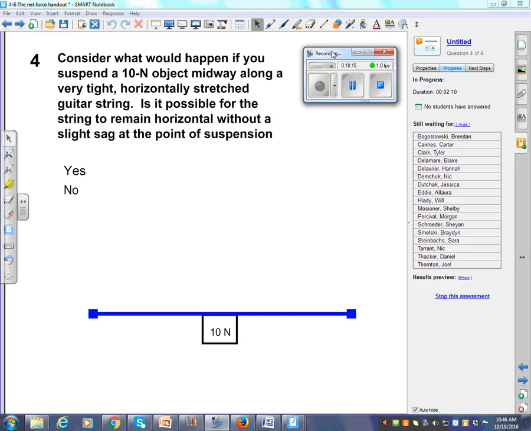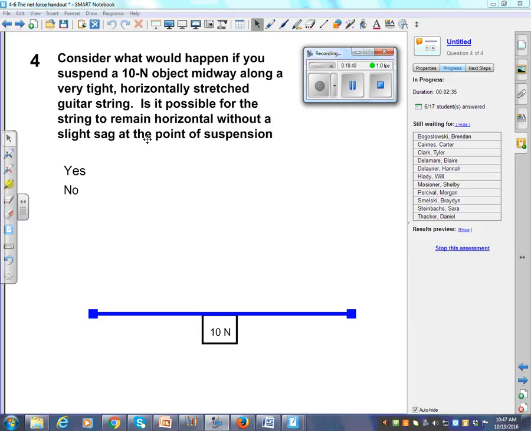Consider what would happen if you suspend a 10 newton object midway along a very tight, horizontally stretched guitar string. Is it possible for the string to remain horizontal without a slight sag at the point of suspension? Is it possible to be completely horizontal? So which one's no, and which one's yes? There's a Y and an N at the top there.